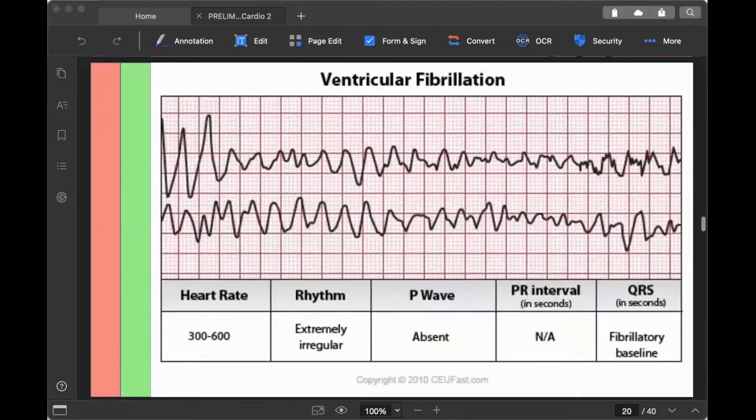Now, ventricular fibrillation. This is where the lower heart chambers quiver rather than constrict. As you can see here, the heart rate is 300 to 600 beats per minute. So these are just examples of normal and abnormal ECG readings. I hope you will learn more during your exposure to the hospital and your related learning experiences.